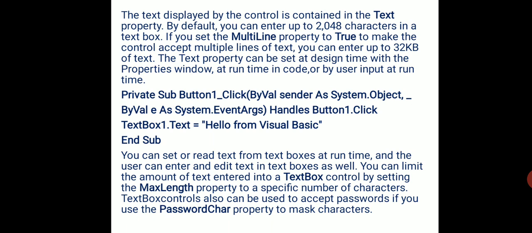In code you can change it like this. See the private sub Button1's Click event. When you click Button1, TextBox1.Text equals "Hello from Visual Basic". This is how to set the text of a text box.